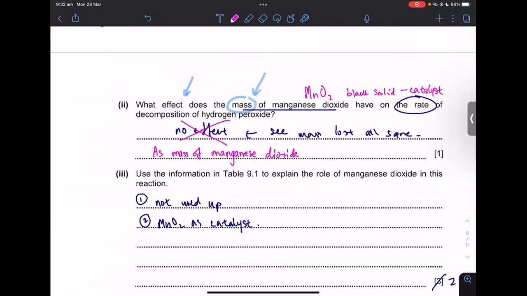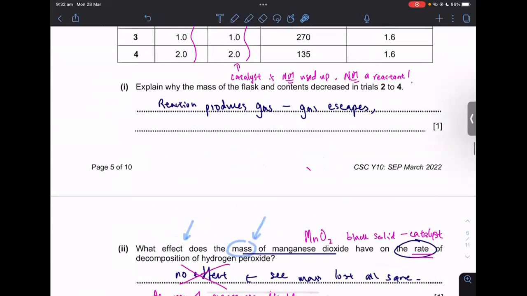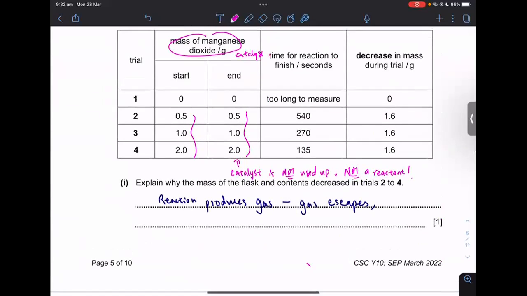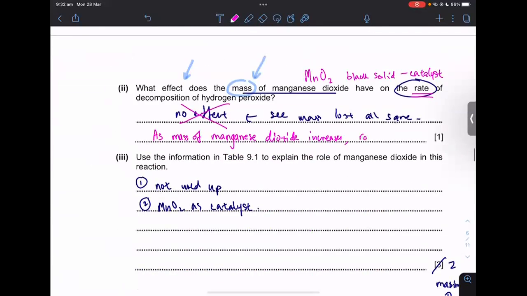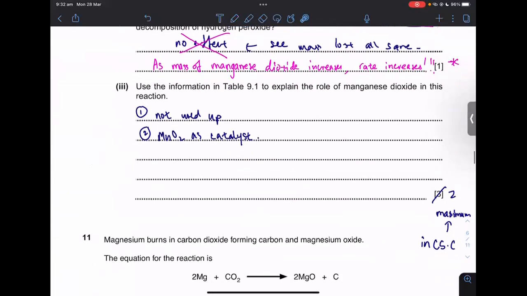As the mass of manganese dioxide increases, the time taken decreases, but they want the rate of reaction. The time taken for the reaction to finish decreases, so what happened to the rate is the rate increases. Okay, so I was wrong there. Give yourself 1 mark if you got this correct. I'll check your paper later on.